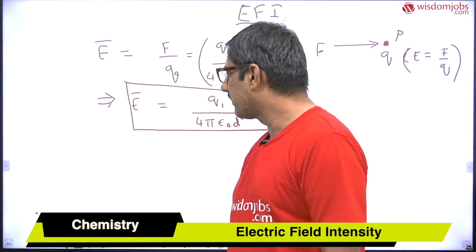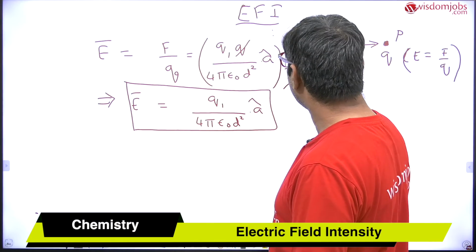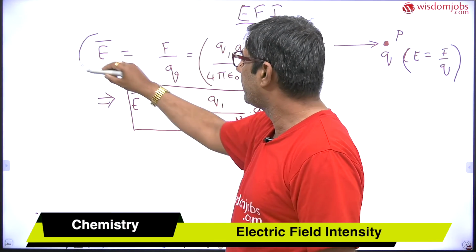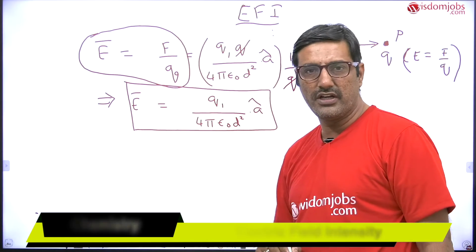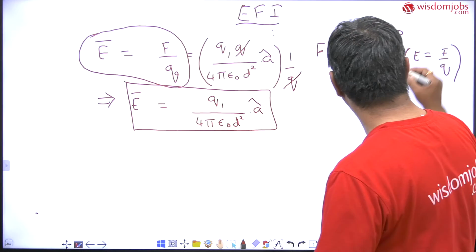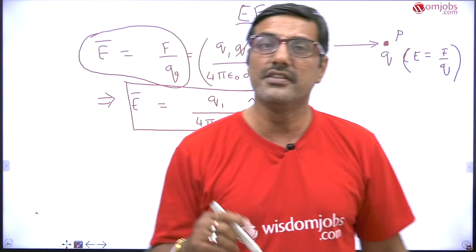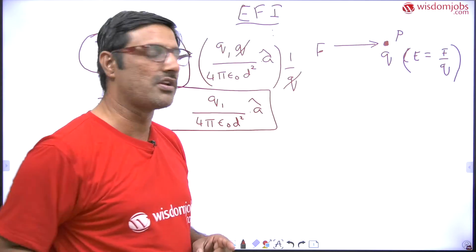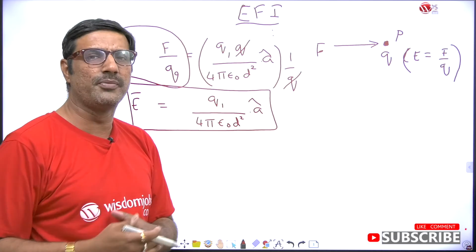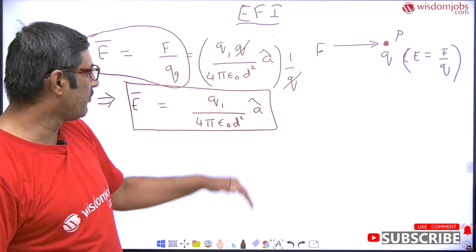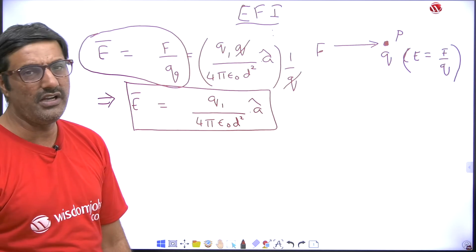Now let me explain once again, so that you don't have any confusion. Electric field intensity is always defined as the force upon unit charge. If you observe the final expression for electric field intensity, the charge at the point where you are determining the electric field will not be there in the numerator. In the numerator, the other charge comes in, divided by 4 pi epsilon naught d square into a cap. This is the final expression for electric field intensity.